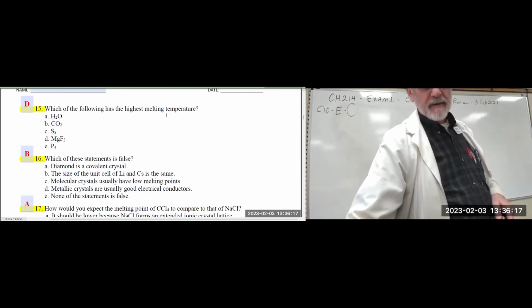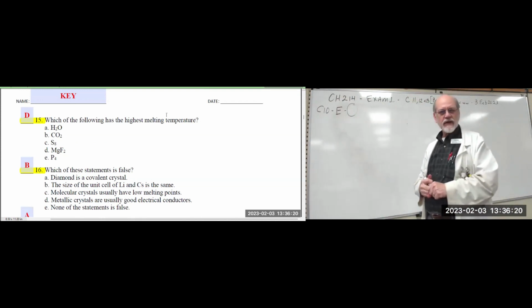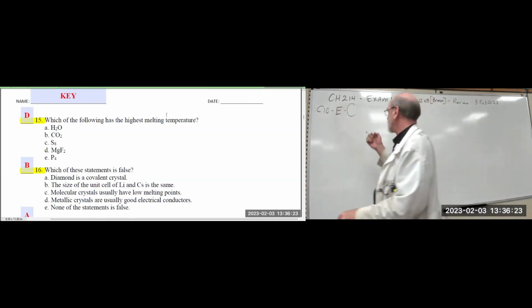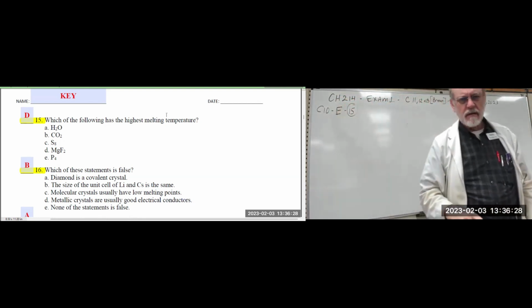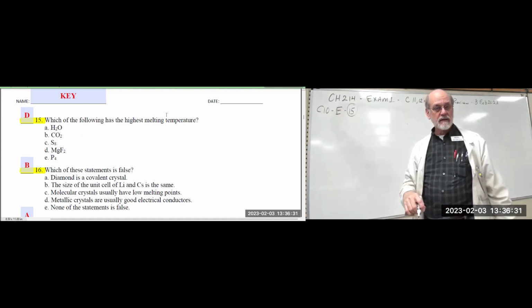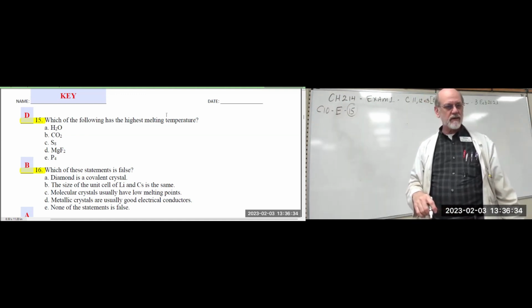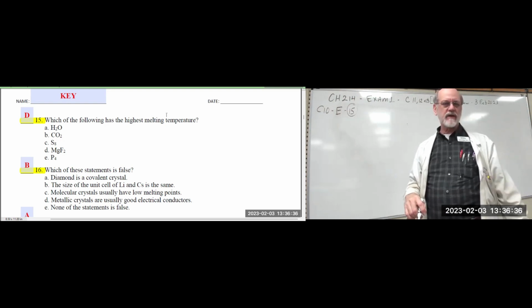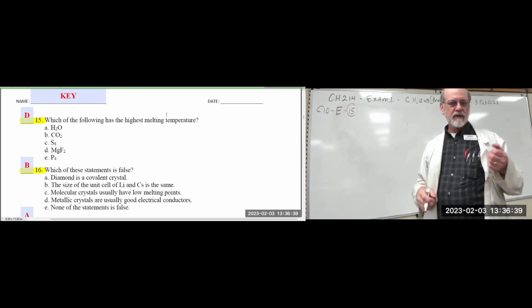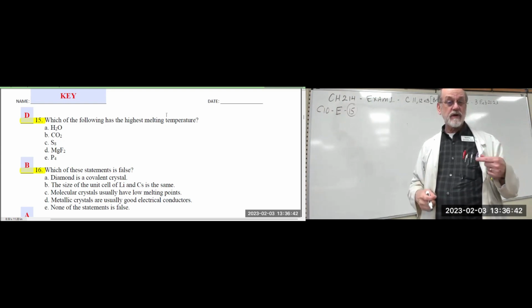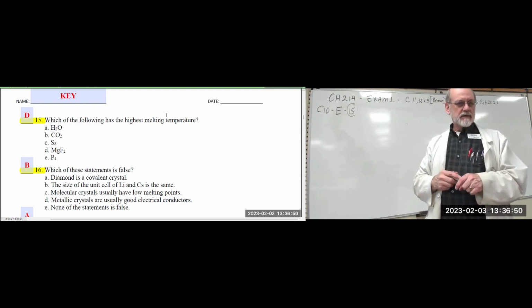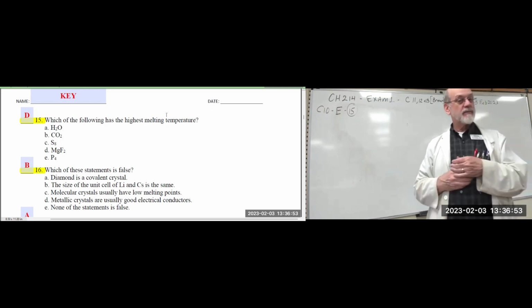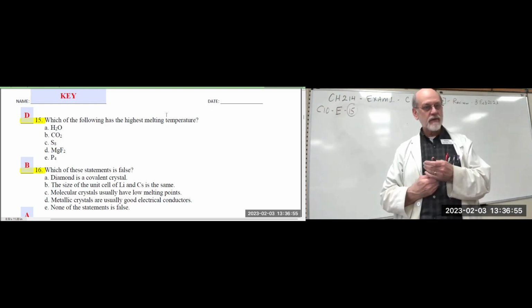Let's see, 15. Which of the following has the highest melting temperature? Well, let's see, do we have any ionic compounds in there? Yeah, D. The rest of them are either molecular or atomic. Well, they're all molecular, actually. C and E are molecules of the same element, and A and B are covalent compounds. So magnesium fluoride, that's an ionic compound, and it's going to have the highest melting point of all of those.